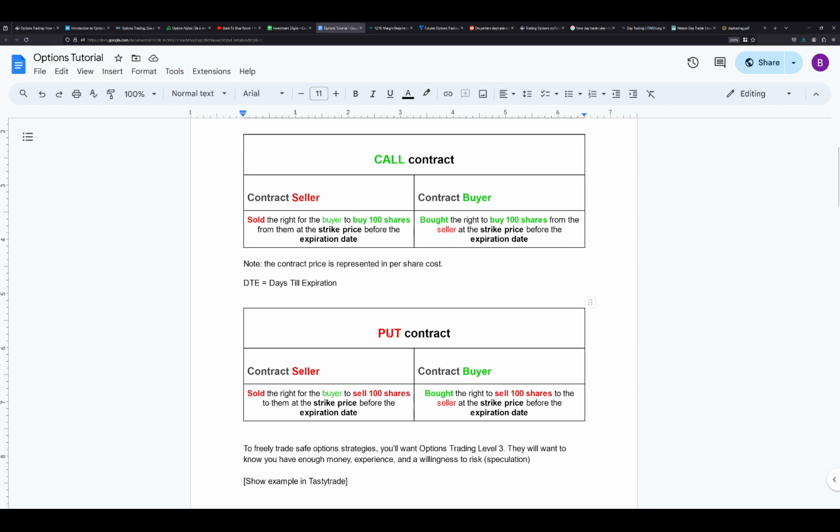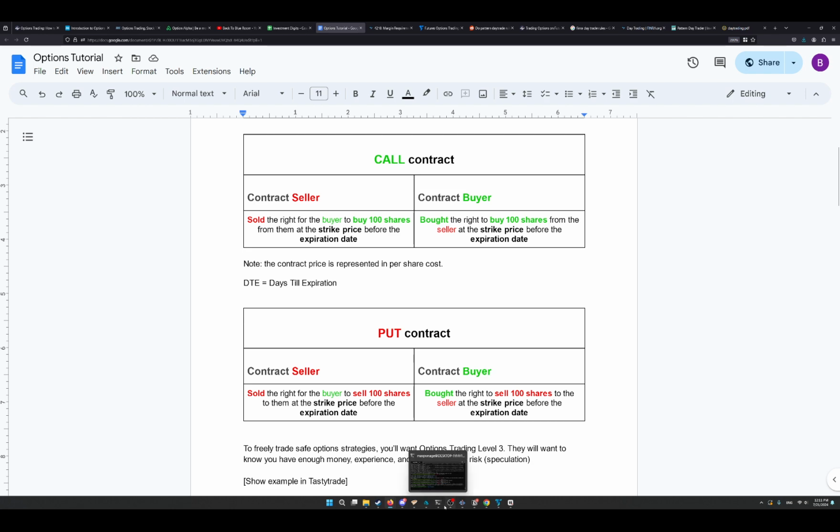The put is a little bit more difficult to understand, so I'll go over that after I go through a quick example with tastytrade.